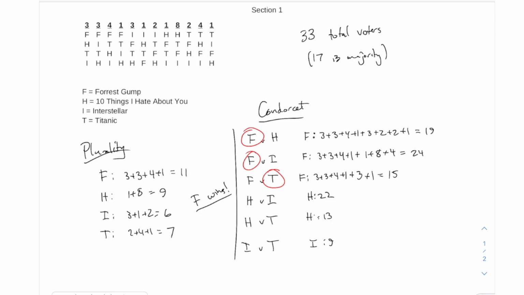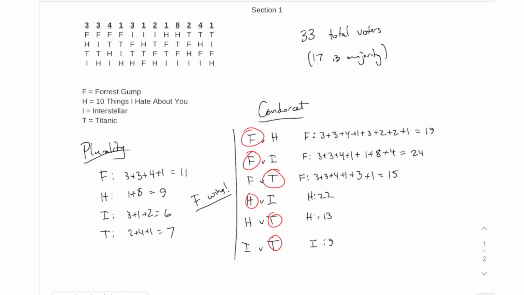All right, let's chat about the Condorcet. So when I added these up, in the fourth one, H versus I got H winning with 22 votes, and so H was the winner in that case. In H versus T, I counted 13 for H, which is not enough to win, so that means T wins that one. And then in I versus T, I counted 9 for I, which again is not enough, not even close, and so T was the winner for that one. I hope that people agree. Does anybody agree with my numbers?